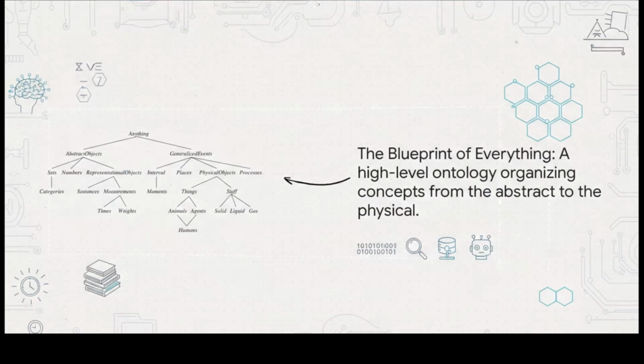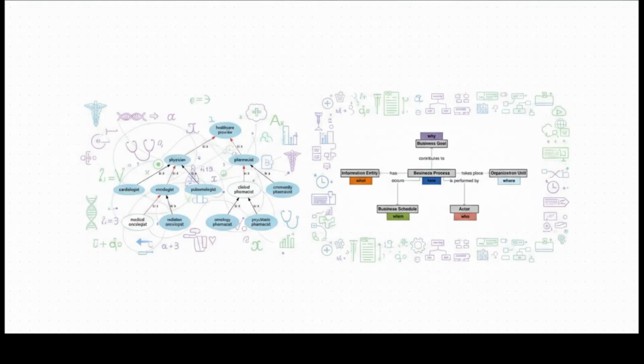And these things, they can get incredibly vast and complex. What you're seeing here is just a tiny little glimpse of a high-level ontology. It's building this massive hierarchy for literally everything, from abstract concepts like numbers all the way to physical things like animals. It really is a blueprint of all knowledge. And this isn't just academic stuff. Here's why it's so important in the real world.